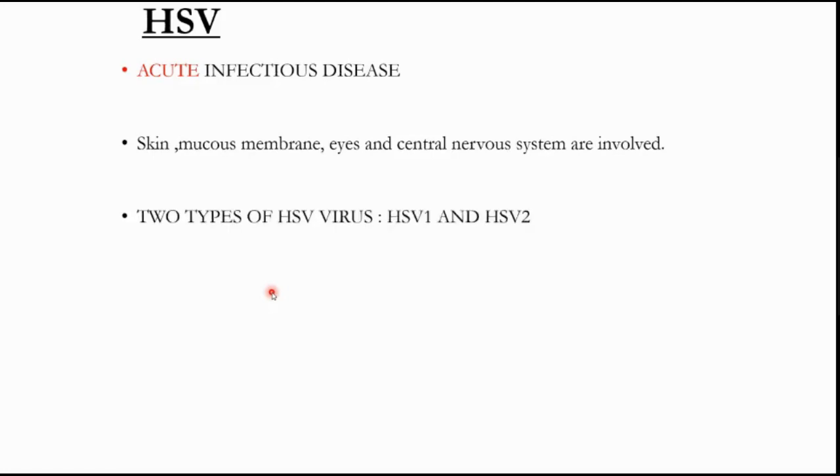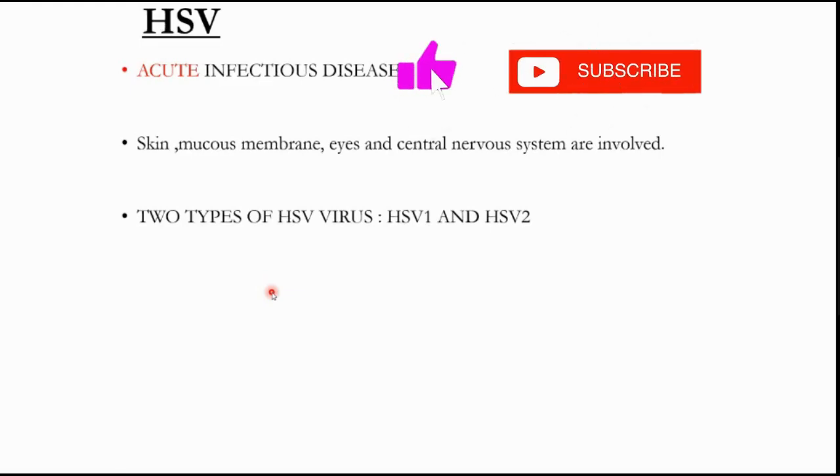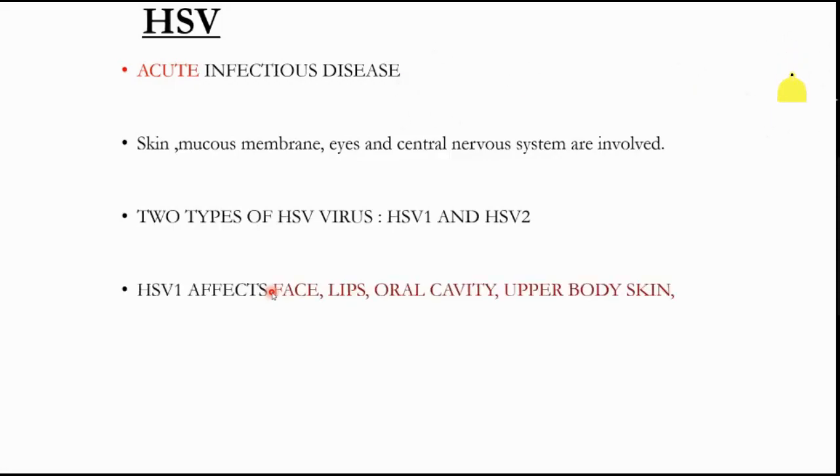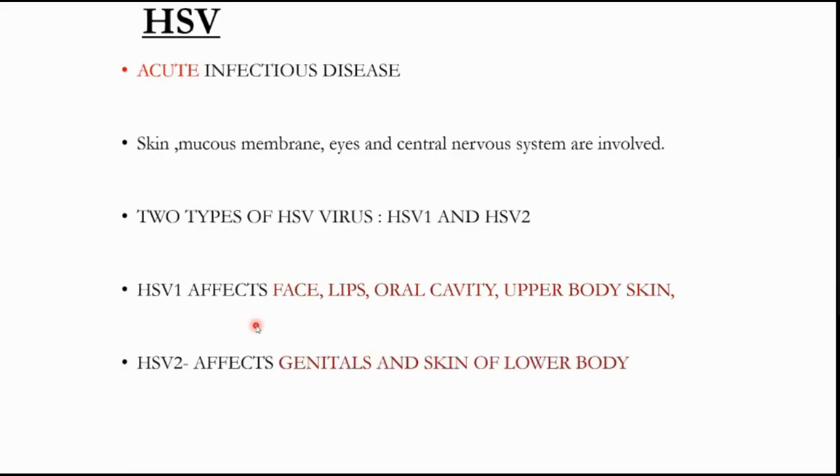And there are two types, HSV1 and HSV2, based upon which part of the body is affected and where the virus resides. I will tell you what is the meaning of that. So HSV1 affects the upper part of the body. So it affects the face, lips, oral cavity, which is of main interest to us, and the upper body skin. Whereas HSV2 affects the lower body. So it affects the skin of the lower body and your genitals.